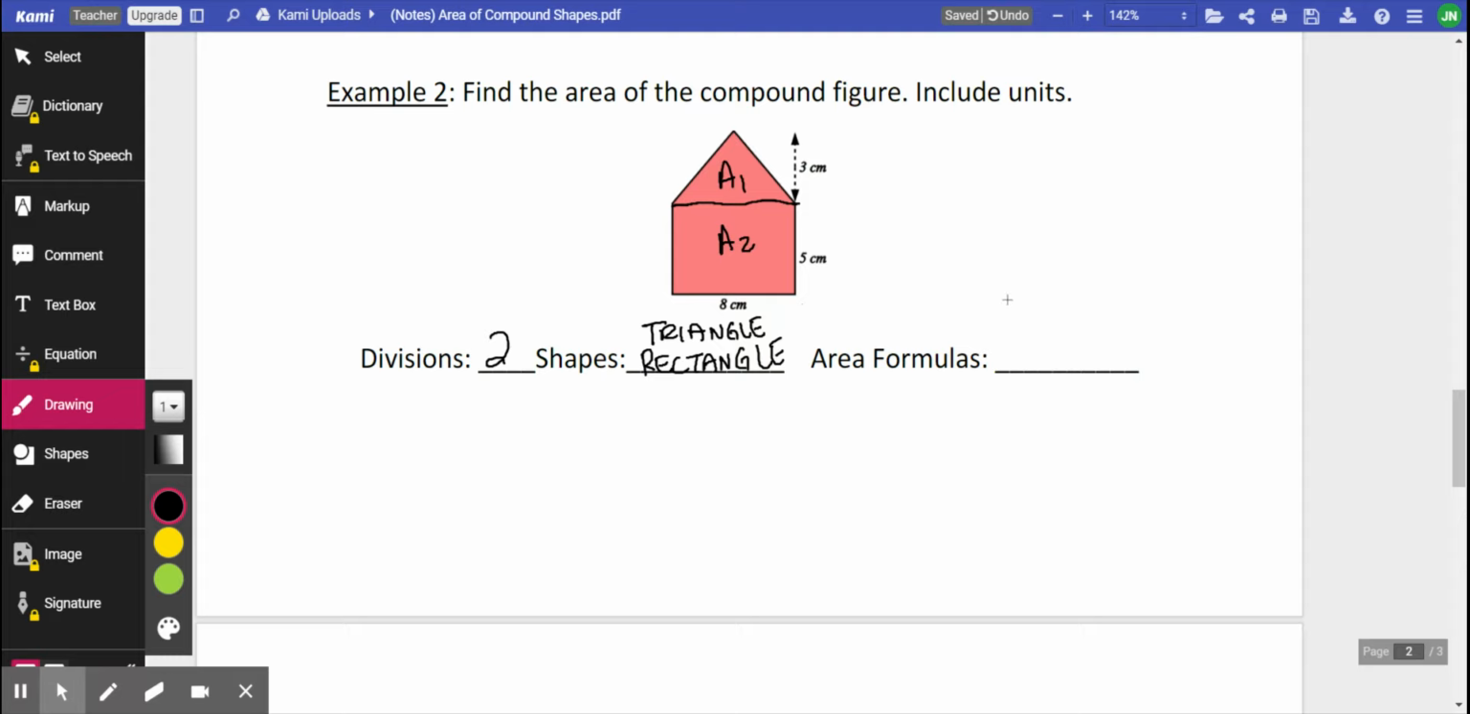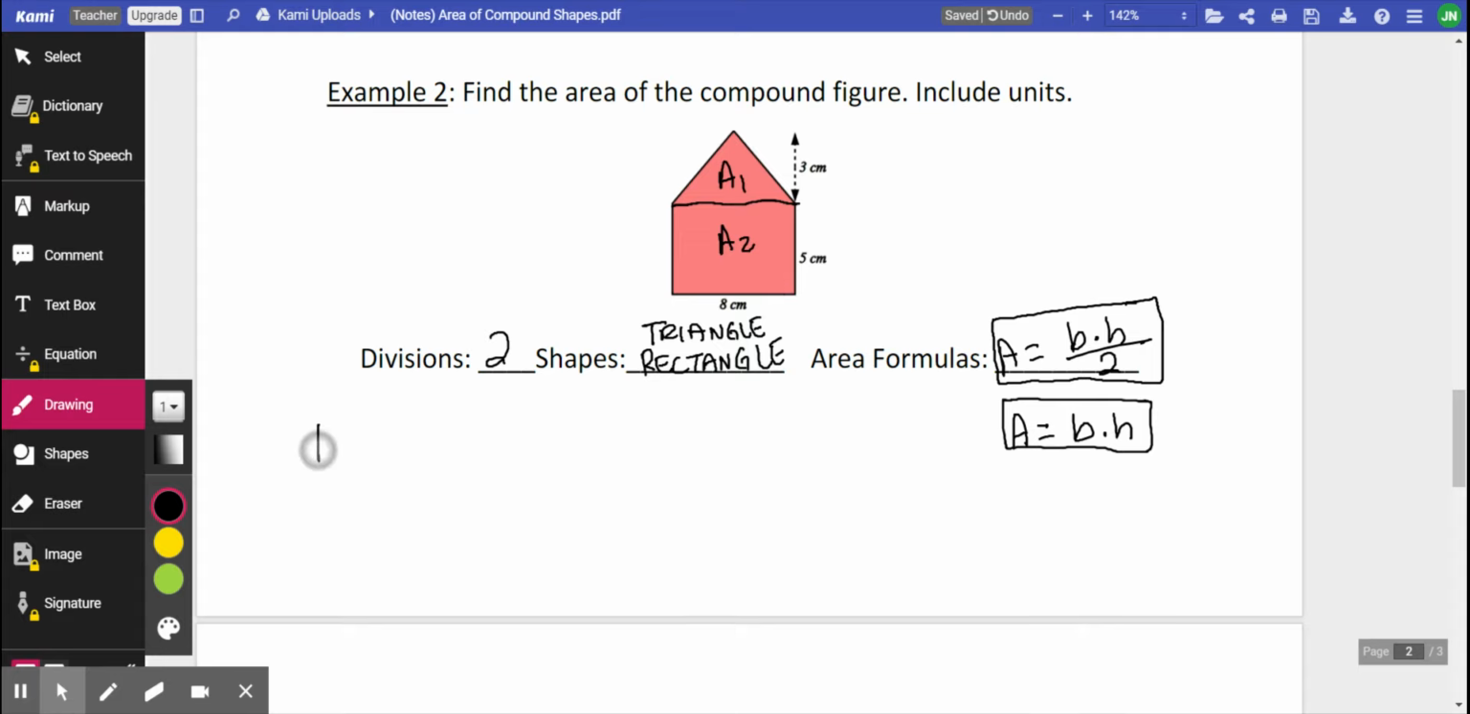The area formulas for triangle and rectangle are as follows. For a triangle, area is equal to base times height divided by 2, or 1/2 base times height, same thing. So this is the formula that I'm going to need to use to find the area of the top triangle. And then the area formula that I'm going to need to use to find the area of the bottom, which is the rectangle, is just base times height. So there we go. We have everything that we need. Now we just have to figure out, okay, what are the dimensions? What are the lengths of the base and the height for each one of these portions?